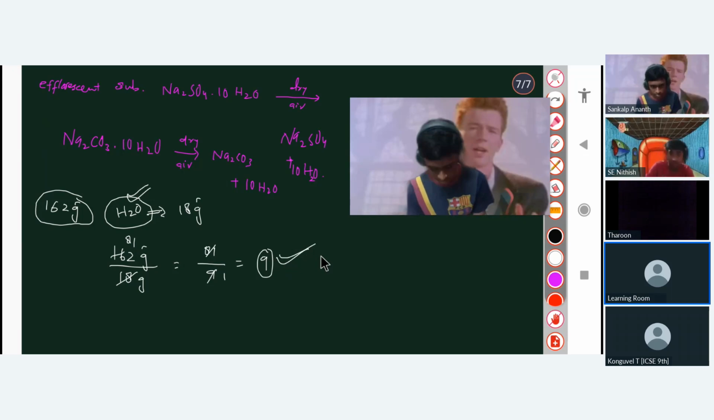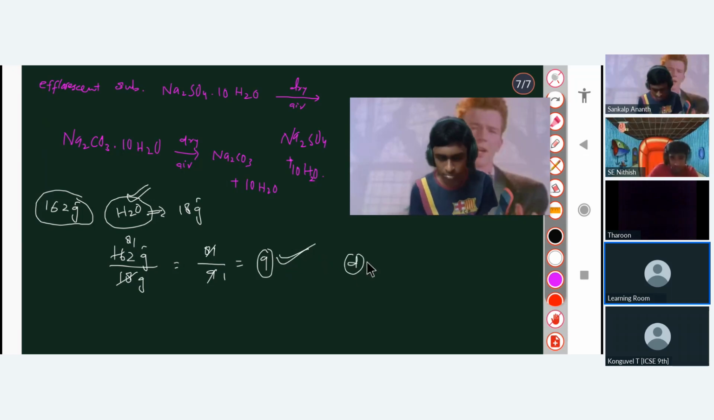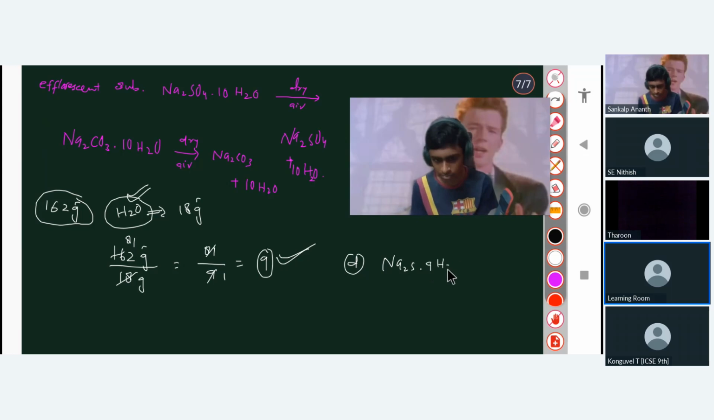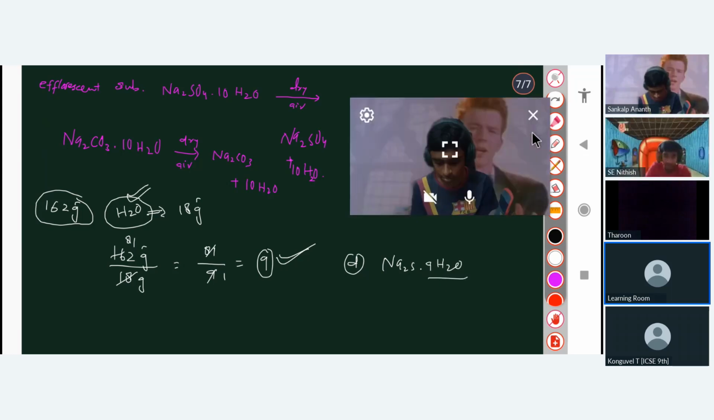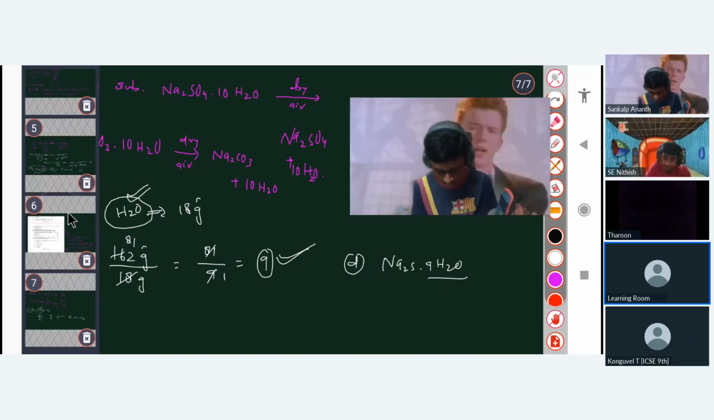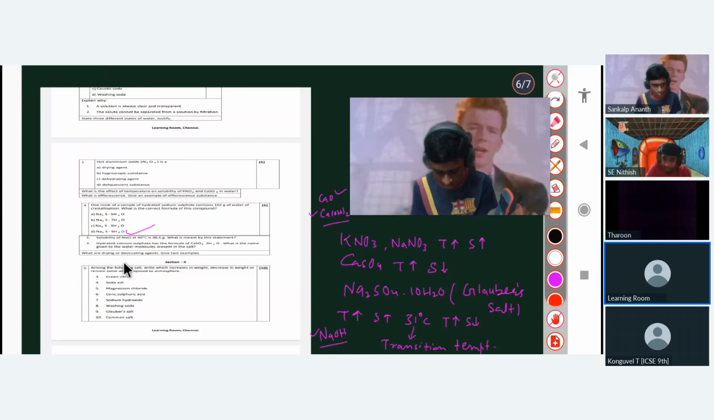So it is only in the option D, right? Yes, sir. Exactly. So 9 water of crystallization, they are only in the option D. So this will be the correct one. Okay, then what is the next?